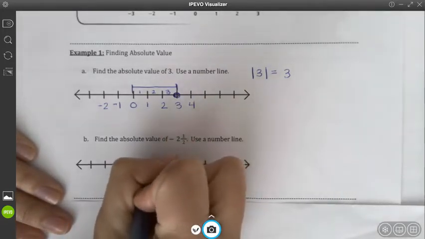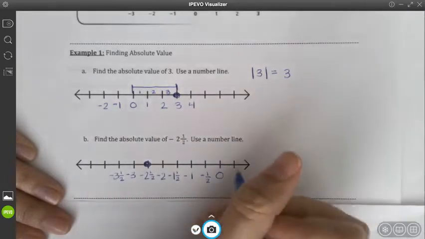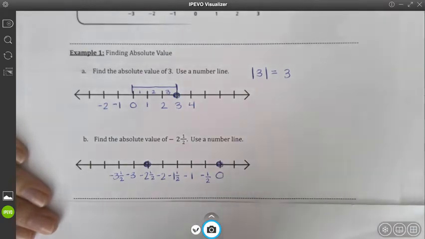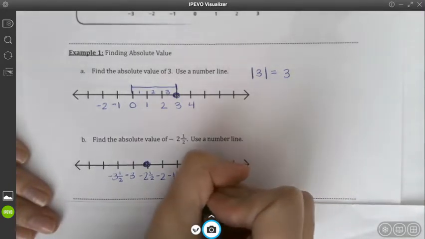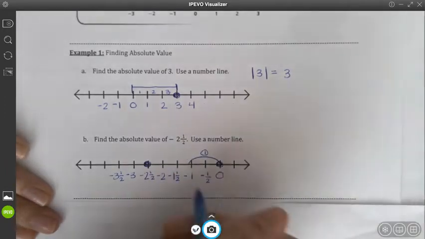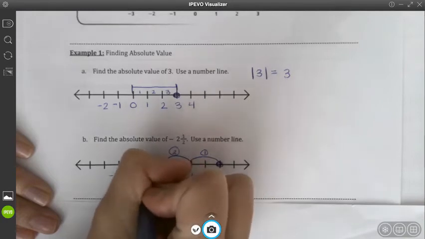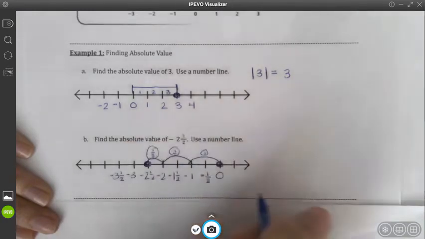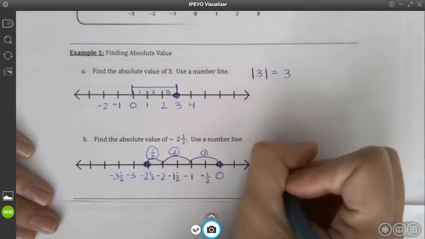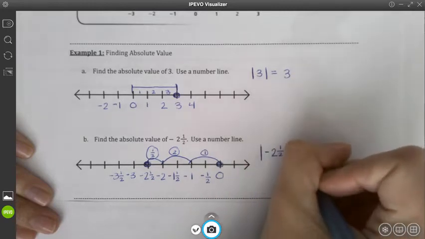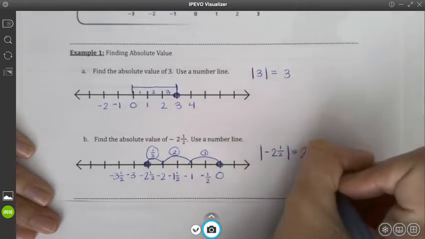Here is -2.5. Here is 0. Now we want to know how many units, full units, are in between -2.5 and 0. So here's 1 unit. Here's 2 units. And here is half of a unit. So the distance is the absolute value of -2.5 is 2.5 units.